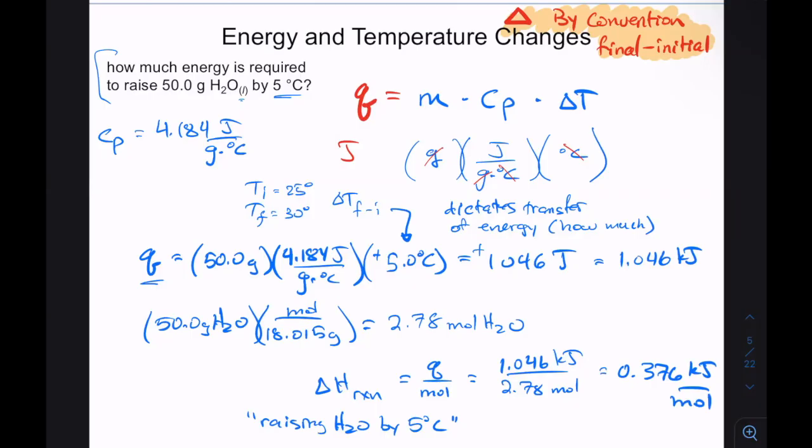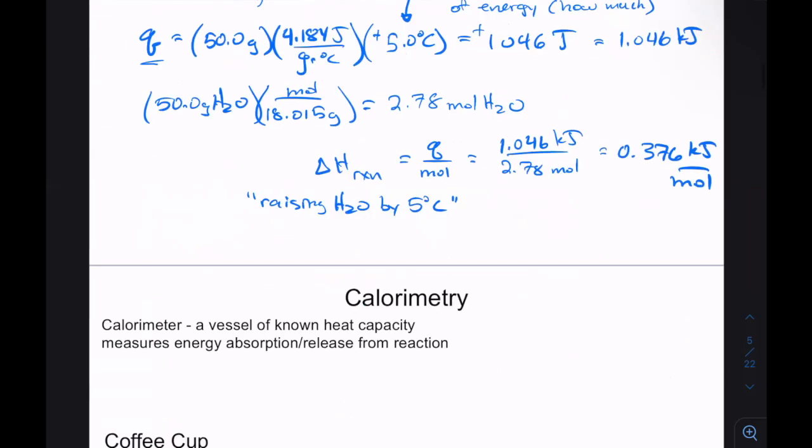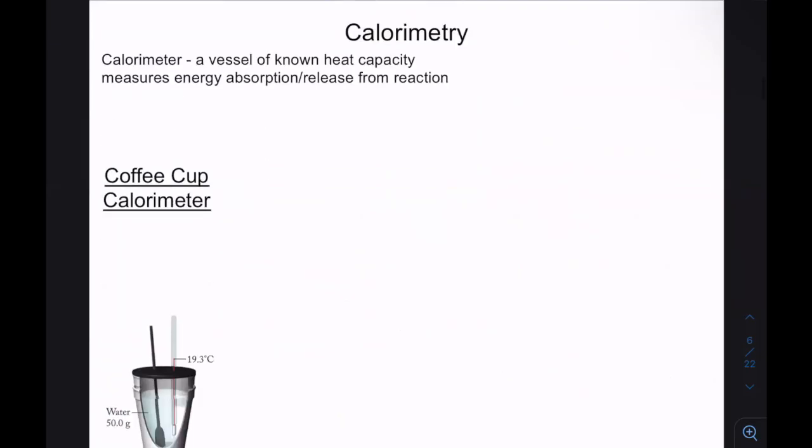Okay, this is a relationship that you're going to be using a lot in this chapter. Q is equal to M times the specific heat capacity times delta T. You'll be using it a lot in lab tomorrow. Tomorrow's lab is on calorimetry. And a calorimeter is something that is very, very useful for us to be able to actually measure what this heat transfer is, because we're measuring it with a thermometer.